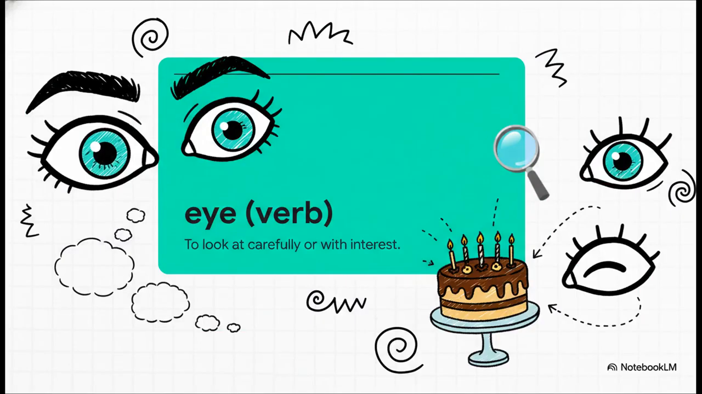And as a verb, it's not just about passively seeing something. To eye something, that means to look at it carefully with some real interest or intention. Just think about the difference here. I saw the cake is one thing, but I eyed the cake. Well, that tells a whole different story, doesn't it? That one simple word just packed in a whole new layer of meaning and even emotion.